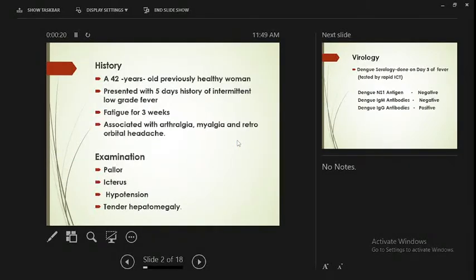A 42-year-old previously healthy woman presented with a 5-day history of intermittent low-grade fever. She had fatigue for 3 weeks, and fever associated with arthralgia, myalgia, and retro-orbital headache. On examination, the patient had pallor, icterus, and low blood pressure, and abdominal examination revealed tender hepatomegaly.